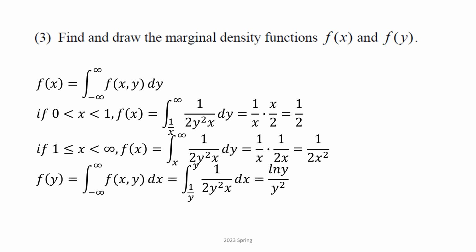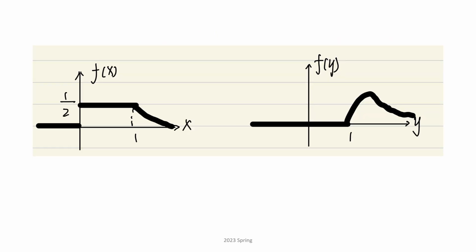And for y, it's easier. We need to calculate a definite integral from 1/y to y. This is because y is greater than or equal to 1, and it equals log y over y². We can get f_X(x) and f_Y(y) in the graph, just like this.